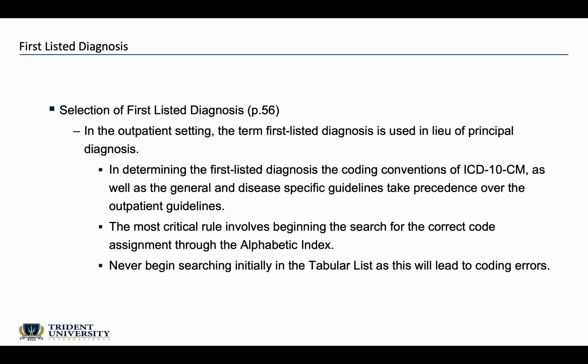In determining first listed diagnosis, the coding conventions of ICD-10-CM, as well as the general and disease-specific guidelines, take precedence over the outpatient guidelines. The most critical rule involves beginning the search for the correct code in the code assignment through the alphabetic index. We already talked about that. Never begin searching initially in the tabular list, as this will lead to coding errors.